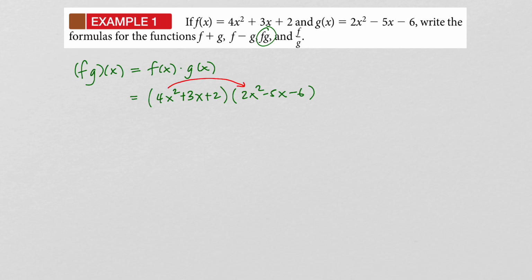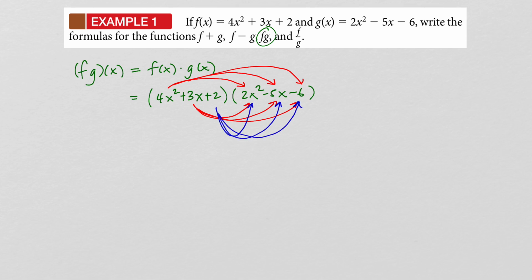So we have to multiply every term of the first polynomial to every term of the second polynomial. And when we do that, we are going to end up getting 9 terms. So let's go through this carefully here. First, we have 4x squared times 2x squared, which is 8x to the 4th power. Then we have 4x squared multiplied by negative 5x, which gives us negative 20x to the 3rd power. Next, positive 2 times 2x squared is positive 4x squared.